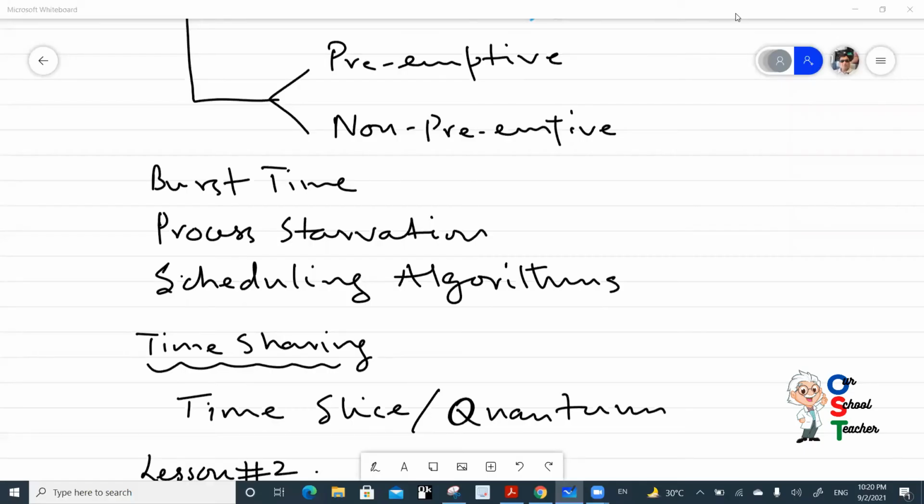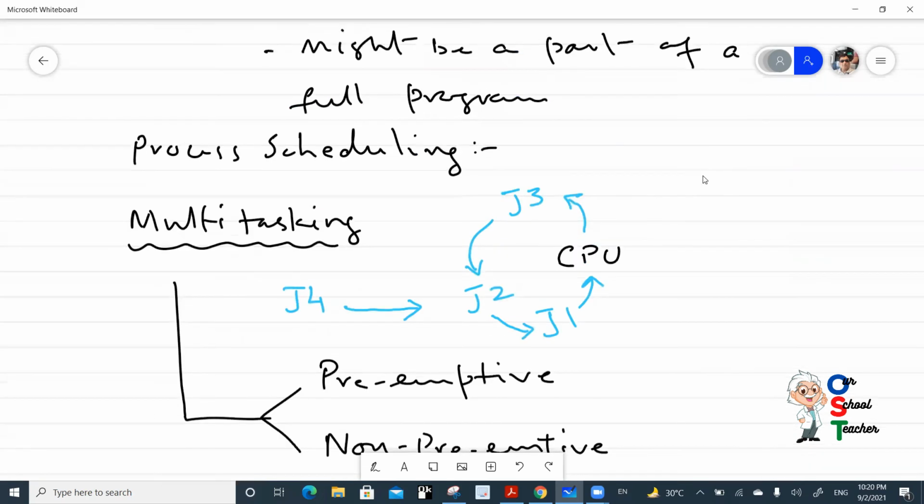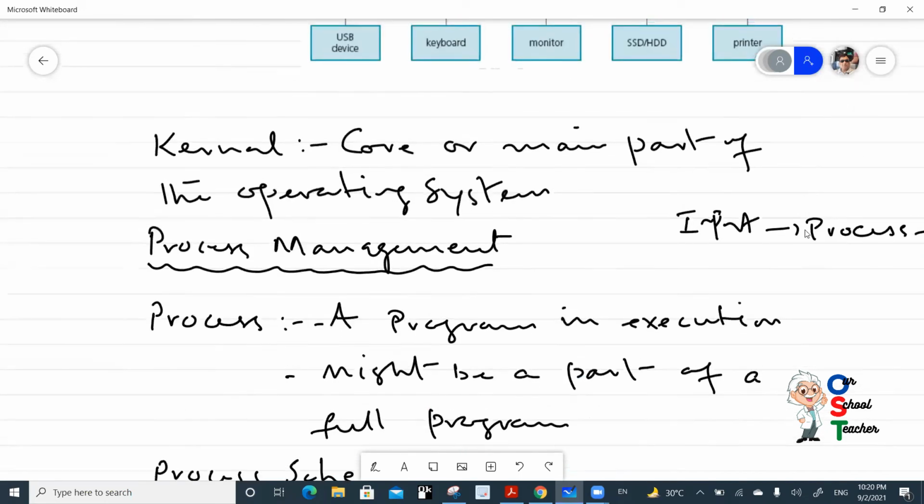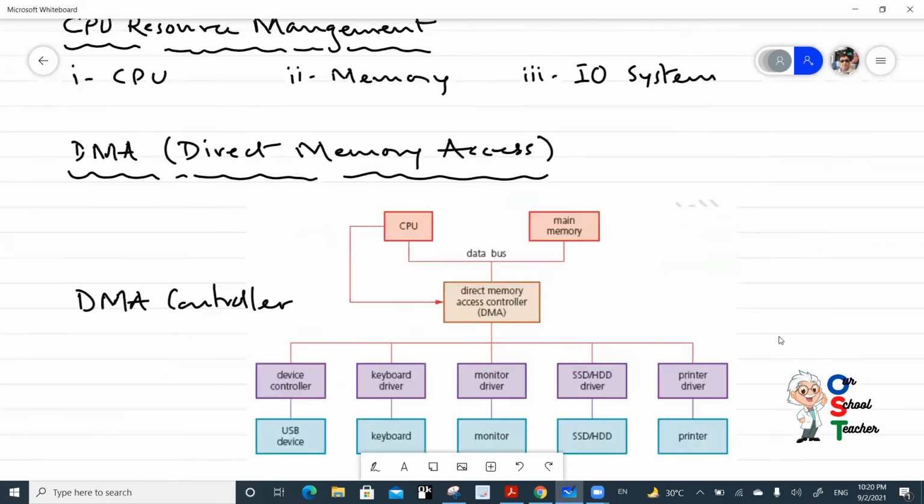Hello, dear students. I'm Kashif Ibrahim, and this is part two of the operating system series. In the previous lesson of A2 level computer science operating system, we discussed some basic concepts of operating system. Let's have a quick recap of what we discussed in the previous class.